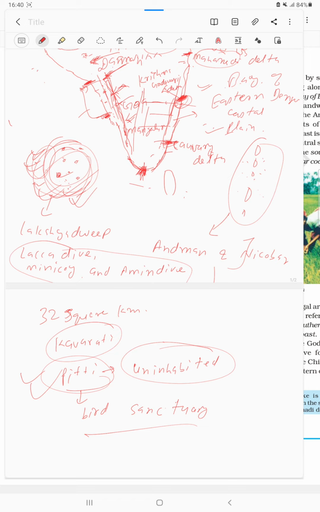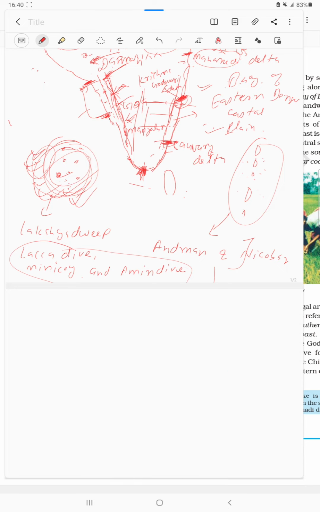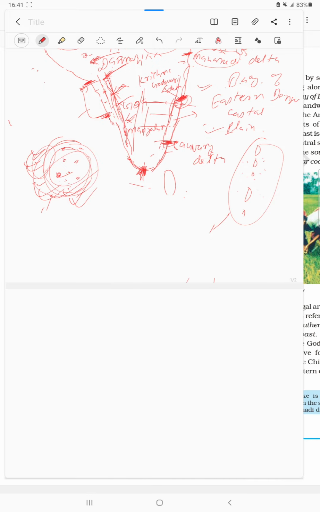Now come to the Andaman and Nicobar. Andaman and Nicobar is basically divided in two parts, Andaman and Nicobar. Andaman is in the northern part, Nicobar is in the southern part. Clear? And the southern part is the Nicobar, and this part is Andaman. Andaman is further divided into northern Andaman, middle Andaman, southern Andaman, and great Andaman. Okay, here is Andaman. Right, Andaman. Clear? And this is the Nicobar.